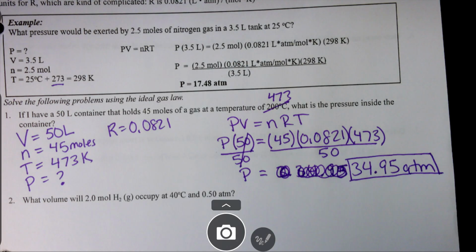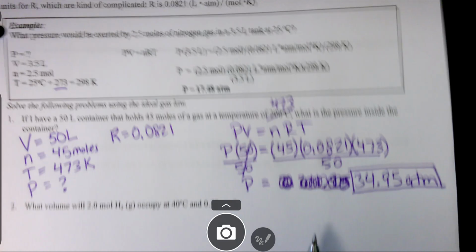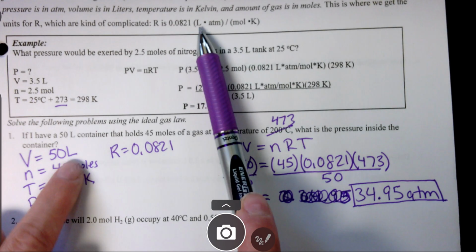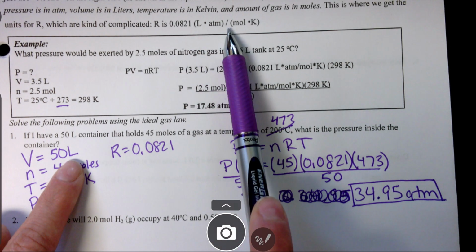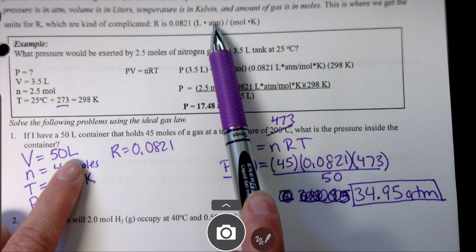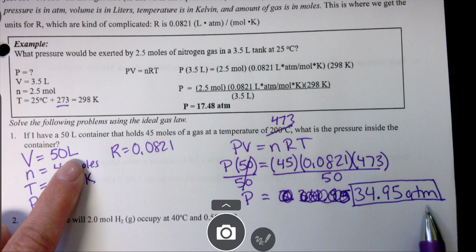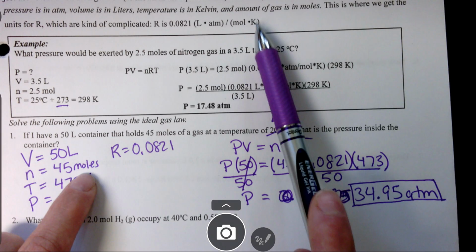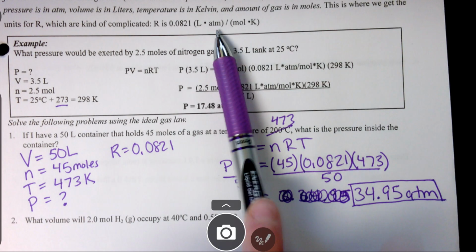Okay. So we want to make sure that we have our unit. And remember, if you are forgetting what your unit is, look up to your R value. We had our liters used with our volume. We didn't have our atmospheres used, so that's what goes with my pressure. My moles was used here, my kelvins was used here, and again, my atmospheres goes here.